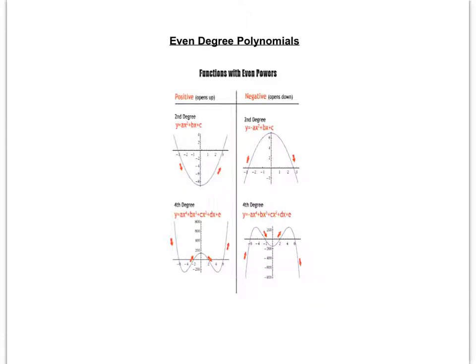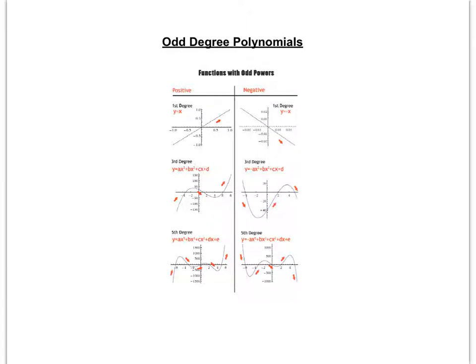Okay, just to review real quick, if you have an even powered function, the end behaviors are the same. If you have a second degree function, the end behaviors are up on both sides if it's a positive leading coefficient, and the same on both sides, down on both sides if it's a negative coefficient. A fourth power function, boom, there it is. But again, if it's positive, it goes up on both sides, and if it's negative, it goes down on both sides. Odd functions, the end behaviors are opposite.